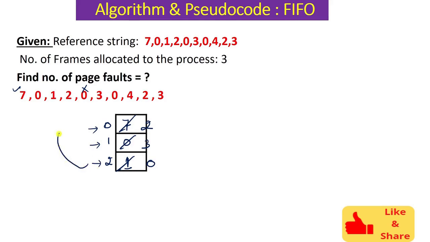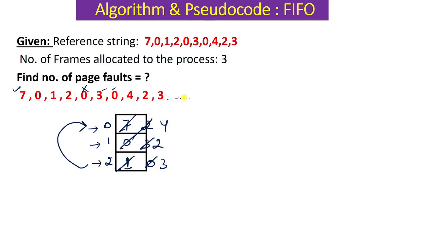Now again I will move here, and I will say this is done, this is done, this is done. Now 4 will come. Now there is no space for 4, so I'll say please replace, you can say remove, any one of the pages. So which page out of 2, 3, 0 should I replace? According to FIFO, this 2 will be the oldest one, so 2 will be replaced by 4. Now 2 will replace this 3. Now 3 will replace the next, that is this.